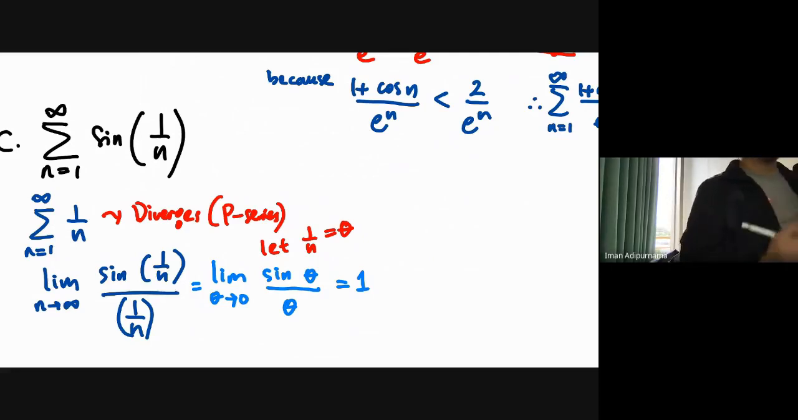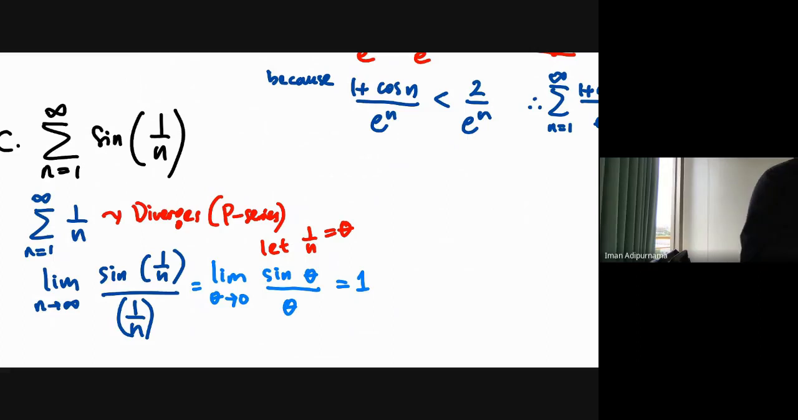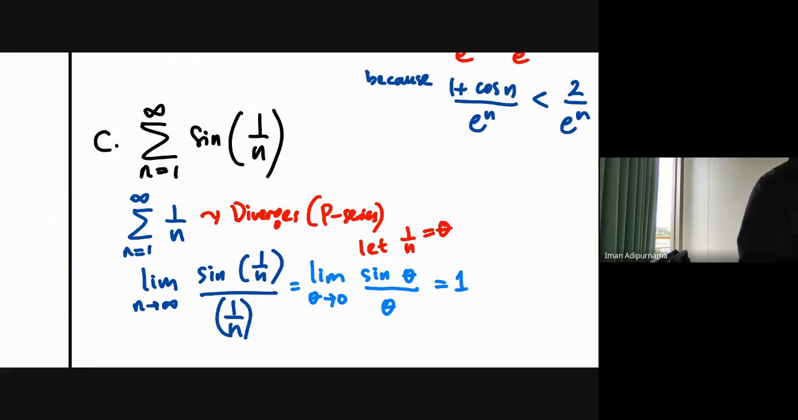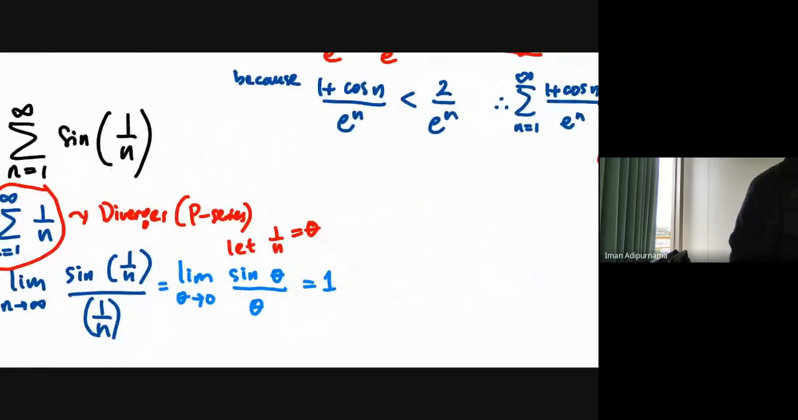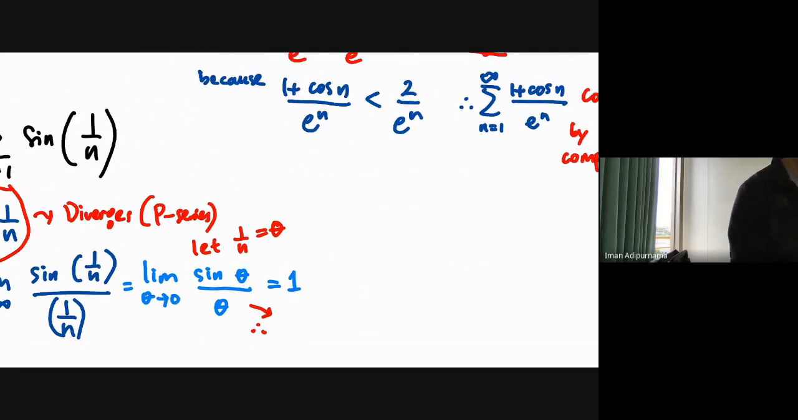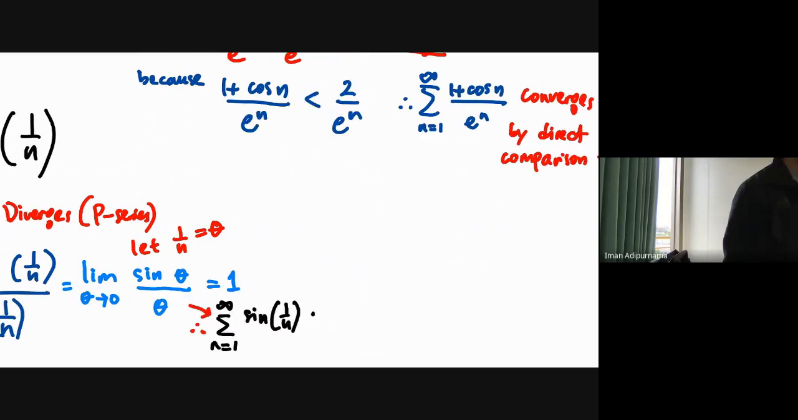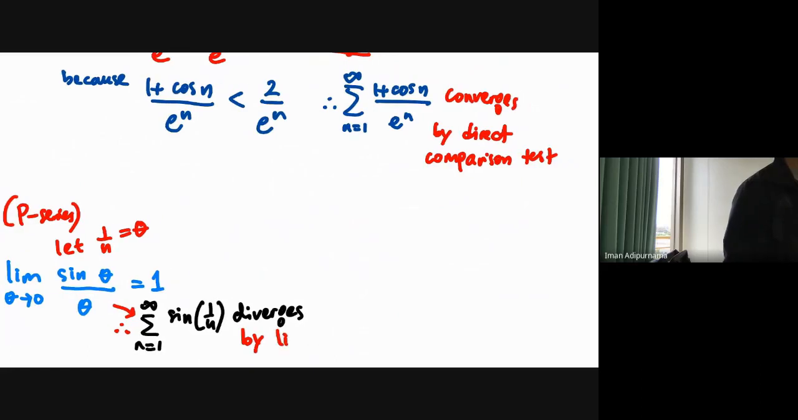Remember from the limit comparison test, if you find some number, both can converge or both can diverge. But here, because we know that this series is divergent, then it's also divergent. Conclusion: the series diverges by the limit comparison test.